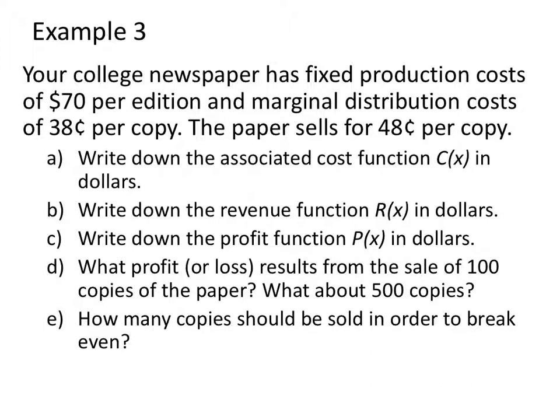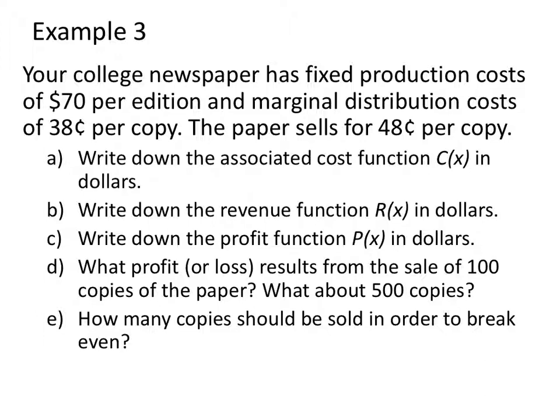So now it varies, right? How many copies do we want to print? Well, that's the variable cost. The paper sells for, or your college newspaper makes a revenue of, 48 cents per copy. That's how much it costs to buy one more.